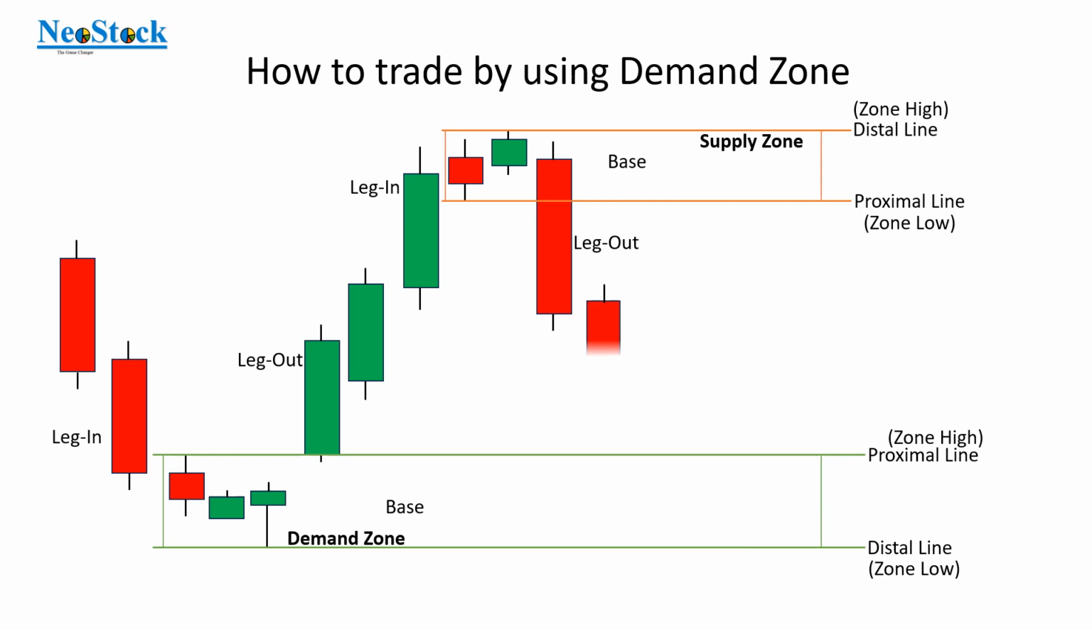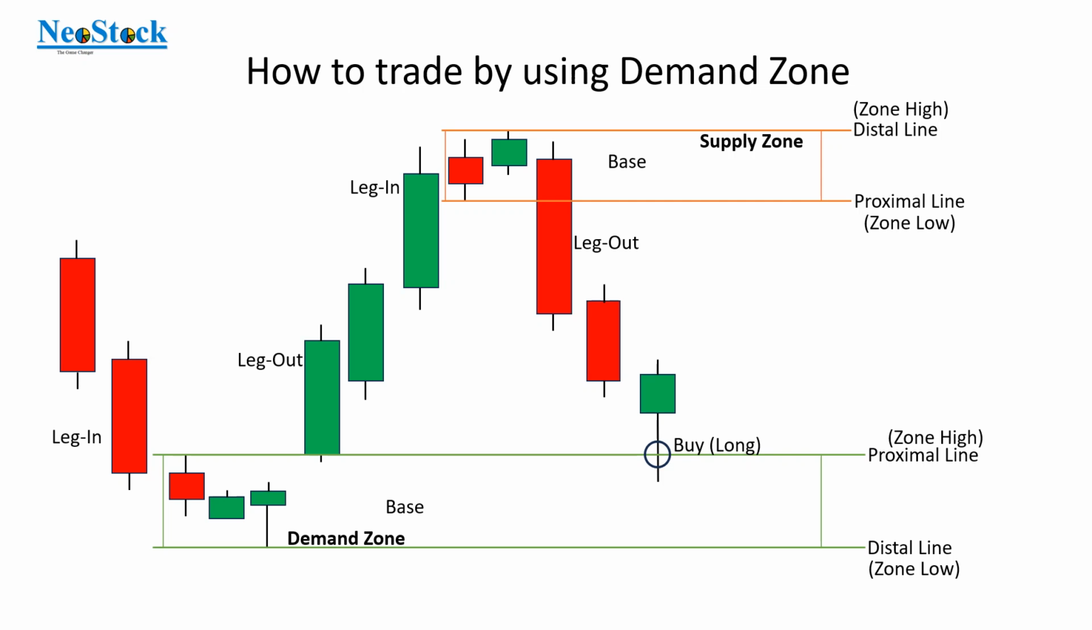Now the price has reached into the demand zone. That means at the proximal line, our entry is triggered. That means our buy signal is triggered. That means it is successful. So we took a long trade.